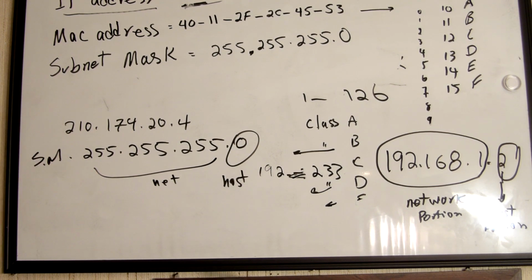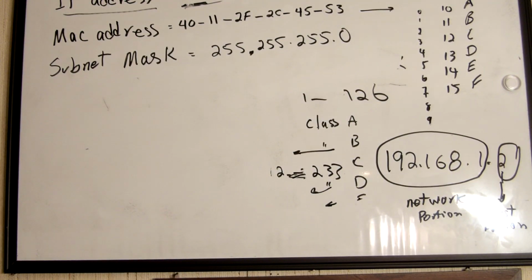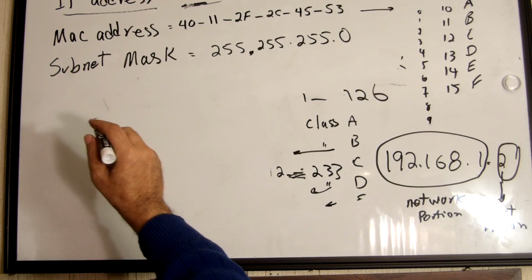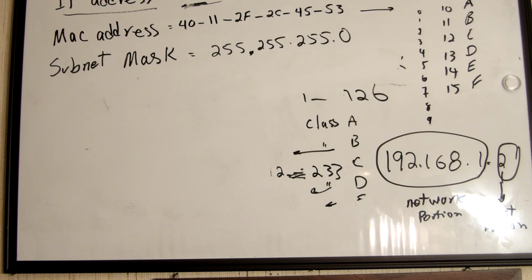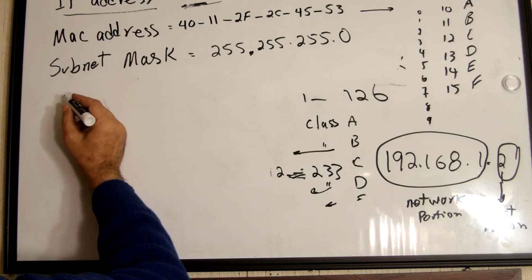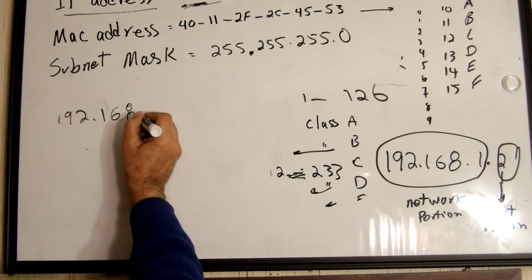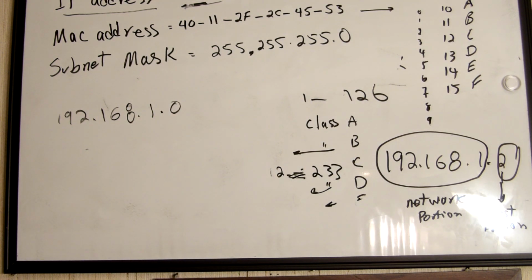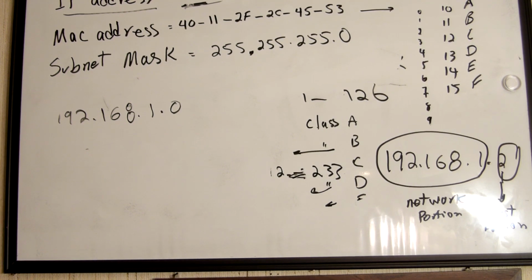So let's talk about like this one. If we say 192.168.1.0, this is the network ID.